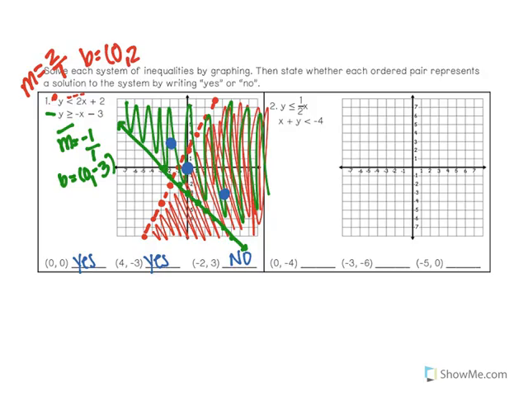All right, looking at the next one, we're going to see that I'm going to graph in red again. This one is a solid line. It's solid because it does equal it. I can see that my b or my y-intercept is the point 0, 0, and my m or my slope is 1/2. So I'm going to go ahead and graph that. So 0, 0, and then up 1 over 2.